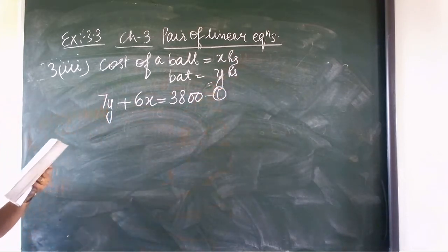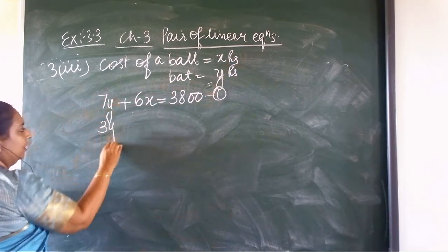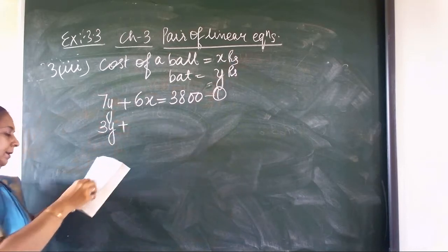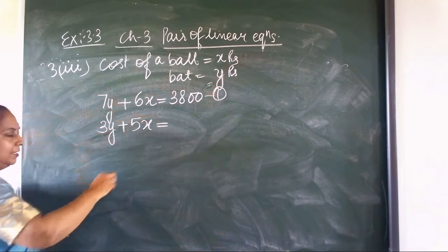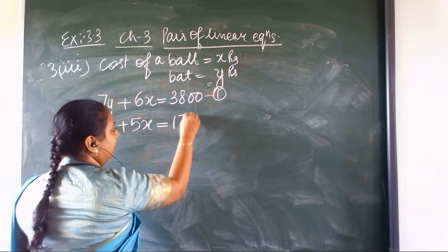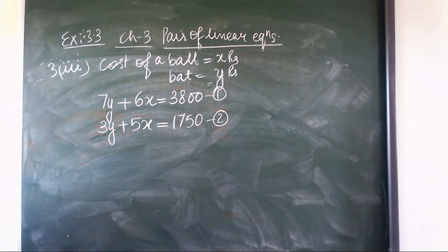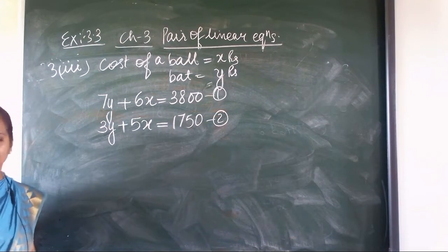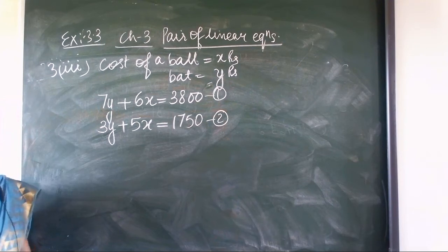Later, she buys 3 bats. 3 bats means the cost of 3 bats is 3y plus 5 balls is 5x and the total cost is 1,750. This is the second equation. Now, 2 equations are there. Solve these 2 equations by the substitution method. You will get the cost of x, which is the cost of a ball, and y, which is the cost of a bat.